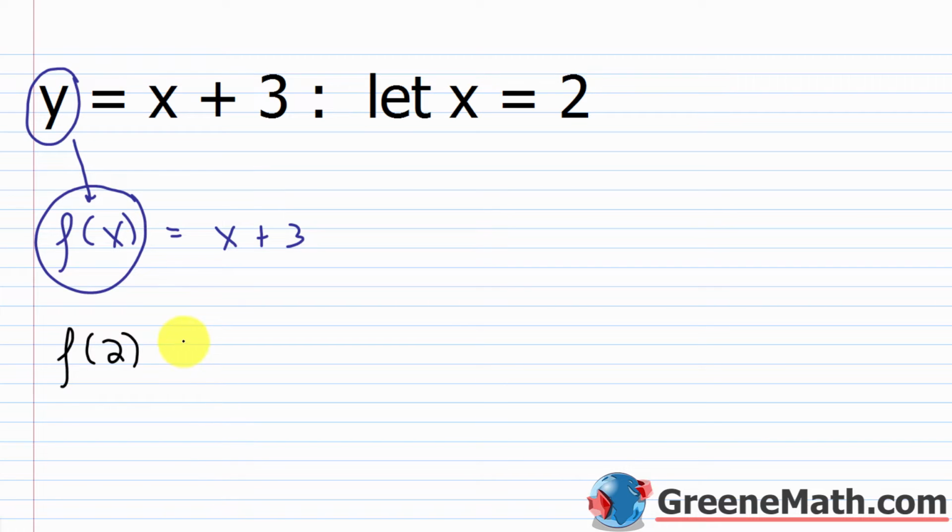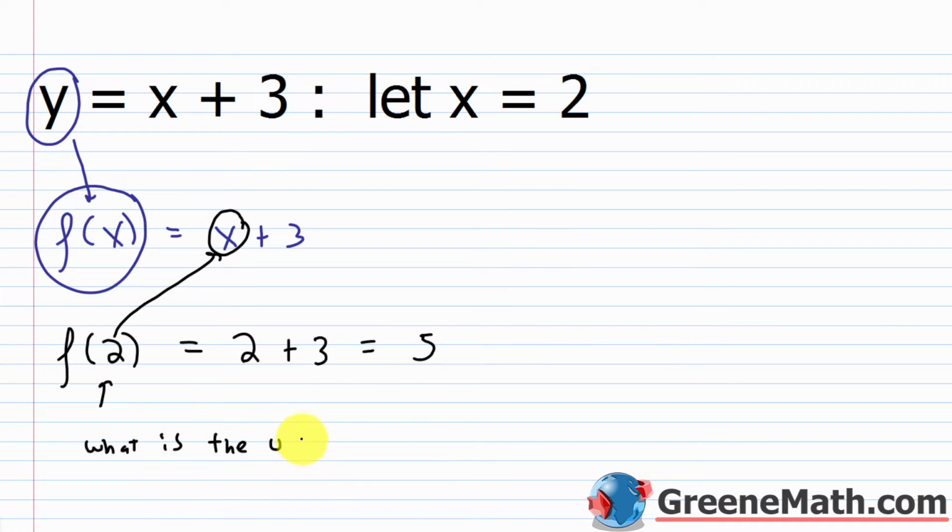So f of 2 is equal to, replace x with a 2, then plus 3. So f of 2 is 5. This is just saying, what is the function's value when x is 2? We can see the function has a value of 5 when x is 2.